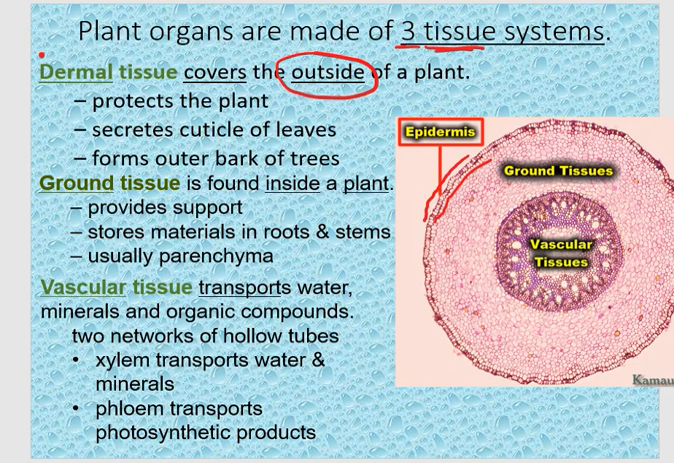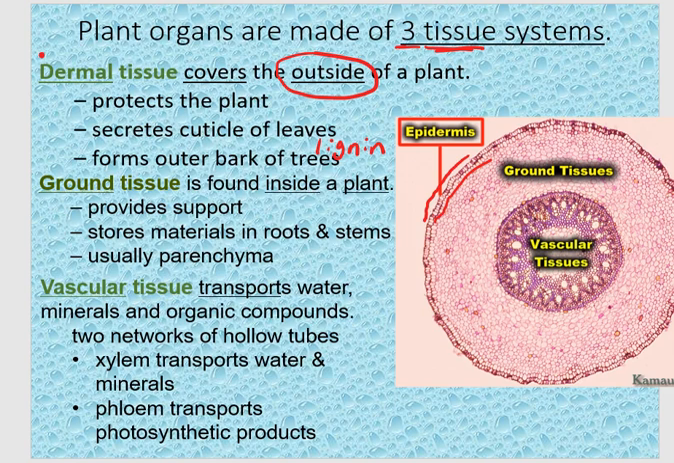All right. This layer of tissue is what makes that cuticle we talked about. It secretes that chemical so that the leaves can be covered and protected. And it forms the outer bark of trees. That's that thick layer that protects the inner layer of the tree. Just like your skin, it's our layer that protects our inner organs, our inner muscles, everything inside of us.